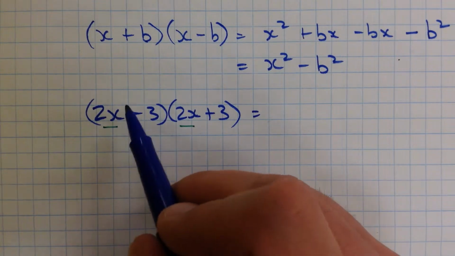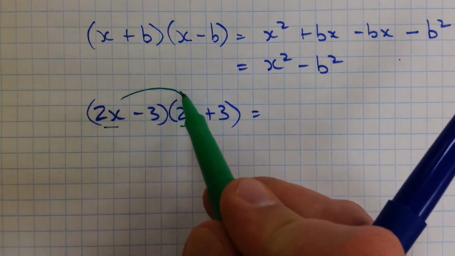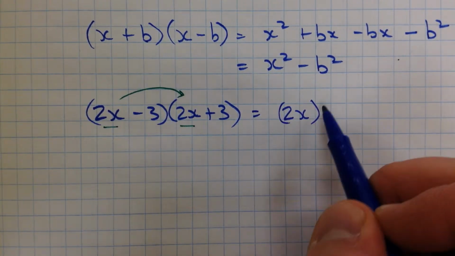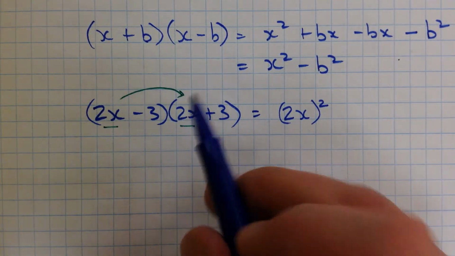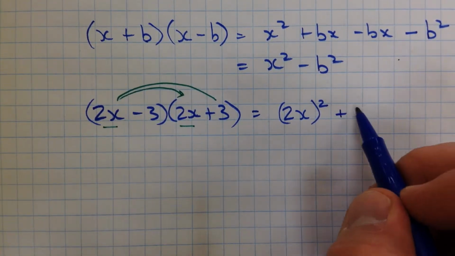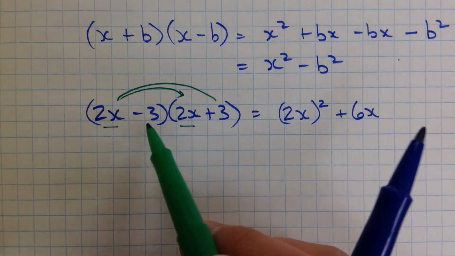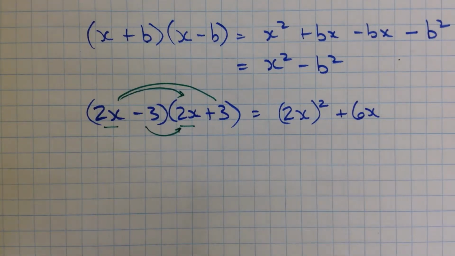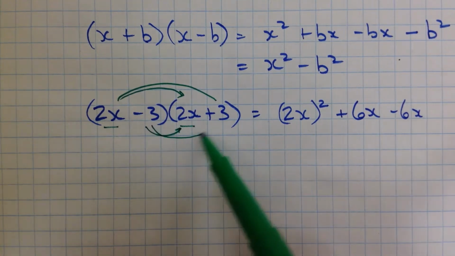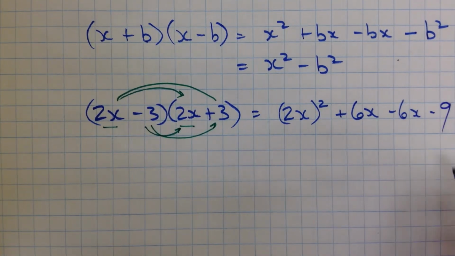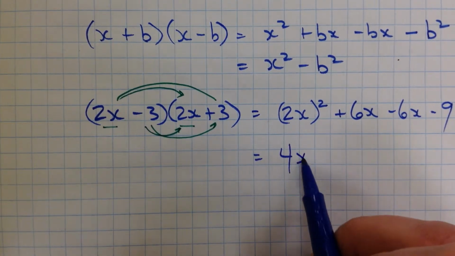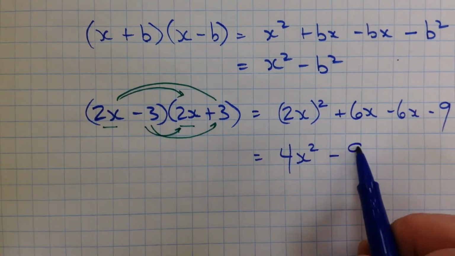Expanding this out, 2x, let me show you with the arrows here, 2x times 2x, I'm just going to write it like this for now, 2x squared, and then I've got 2x times 3 is going to be 6x. Here I've got negative 3 times 2x is negative 6x. And the last part, negative 3 times positive 3 is minus 9. Finishing that off, 4x squared minus 9.